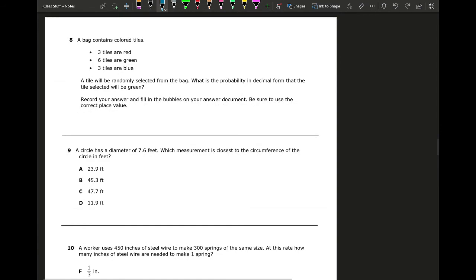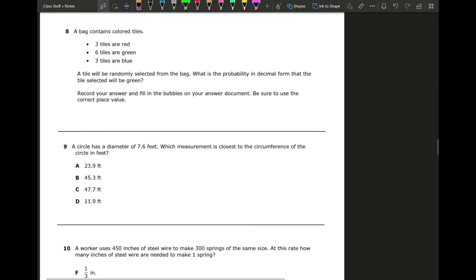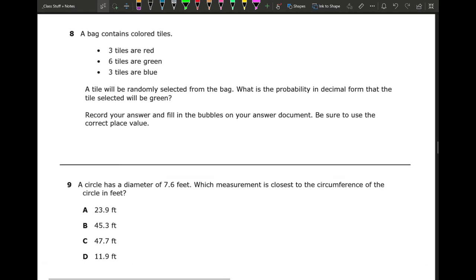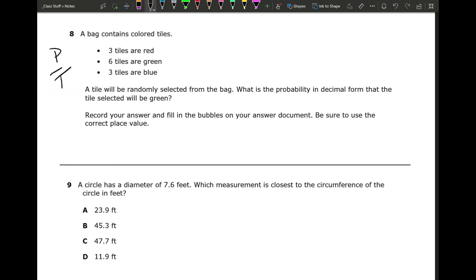Let's move on to number 8. It says a bag contains color tiles. Every time they're talking about bags, I know they're talking about probability. And for probability, it's always part over total. You can just write that on the side right away. I haven't even read anything, but I know probability is just part over total. Says we have 3 red tiles, 6 green, and 3 blue.